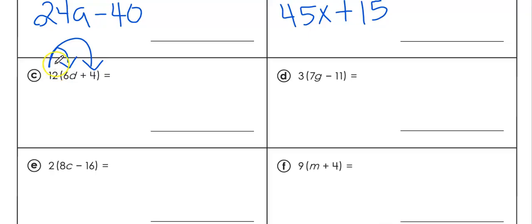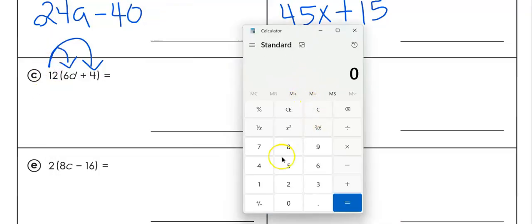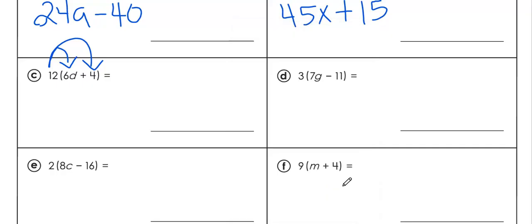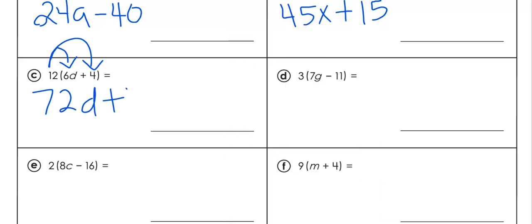Anyway, let's do this one. 12 times 6. 12 times 6 is 72. And then make sure you put the letter, plus. And then do 12 times 4 is 48. All right.